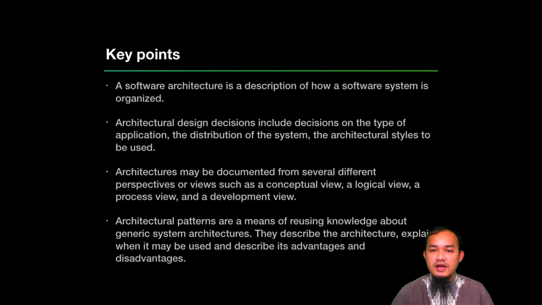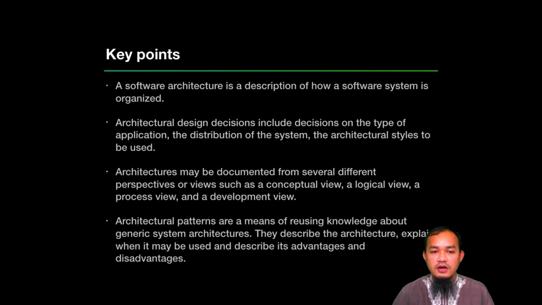The architecture is a description of how the software system is organized. This is the main point of architecture. Software architecture is used to describe how the system is organized into big parts, the components. In other words, how the components are organized to make it suitable for the requirements. This is the main point of software architecture. We have to make architectural design decisions about what kind of architectural style or pattern is going to be used for that system.